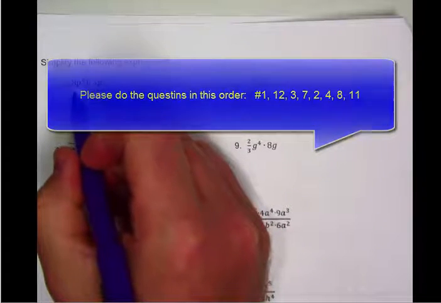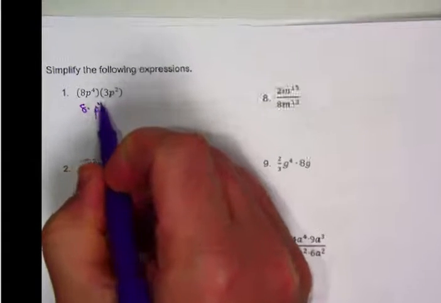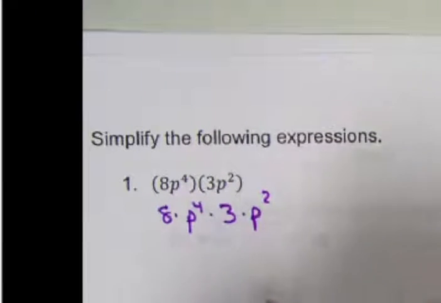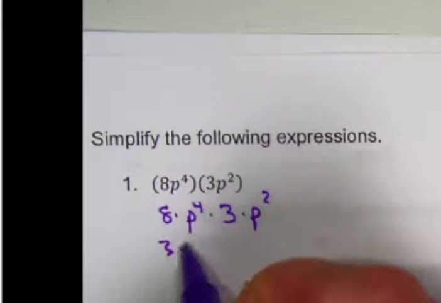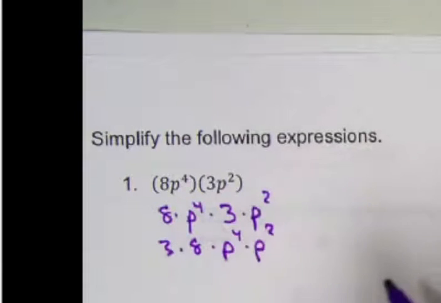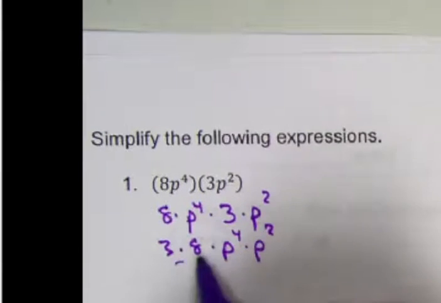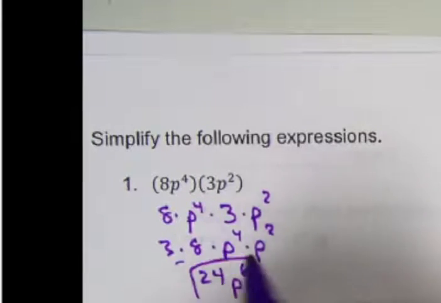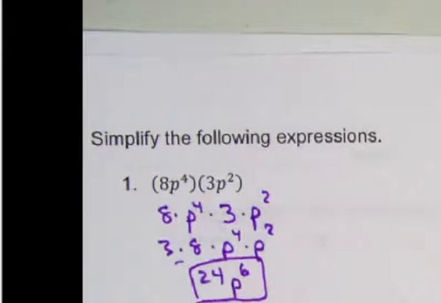So this is really 8 times p to the 4th times 3 times p squared. So if I rearrange things, I really have 3 times 8 times p to the 4th times p to the 2nd. 3 times 8 is 24. P to the 4th times p to the 2nd: keep the base, add the exponents. My final answer is 24p to the 6th.